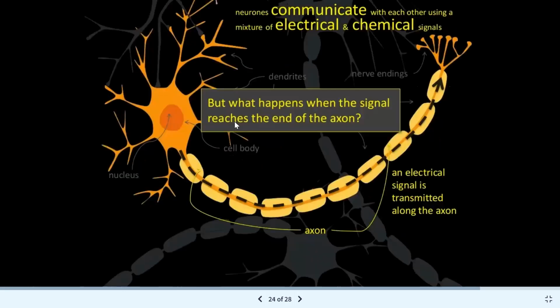The neurons communicate with each other using a mixture of electrical and chemical signals. But what happens when the signal reaches the end of the axon? Here you can see the nucleus, the cell body, the dendrite, the nerve endings, the myelin sheath, and the axon. An electrical signal is transmitted along the axon, and it is sent to the nerve endings.